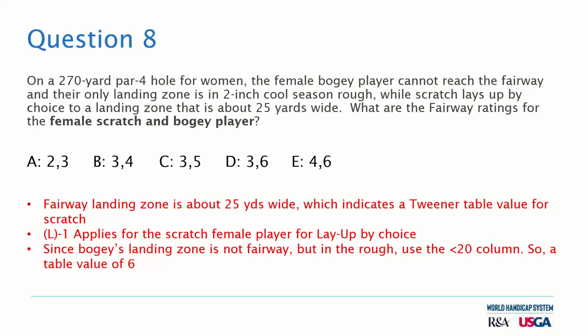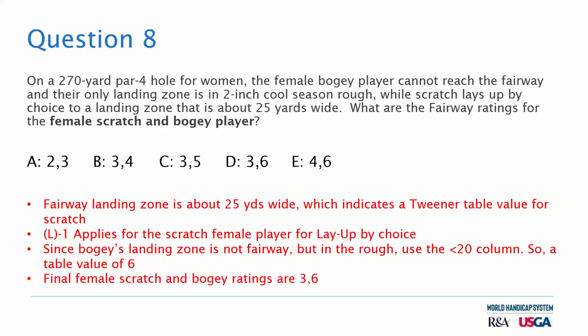We're not going to use the bogey player can't complete the hole procedure, because the bogey's landing zone is what I would call normal rough, normal 2-inch rough. They aren't ending up in a penalty area where they literally can't play the hole. They can play from the rough, the 2-inch cool season grass. It may be a little more difficult, but you're able to play there. Other obstacles or EPLs may be affected, like roll, but when we're talking about the fairway only, we're going to use the less than 20-inch column, and in this circumstance, 20-yard column.